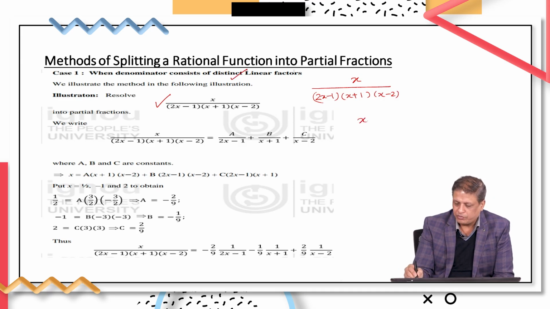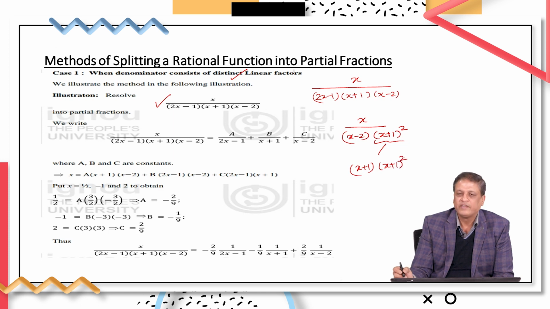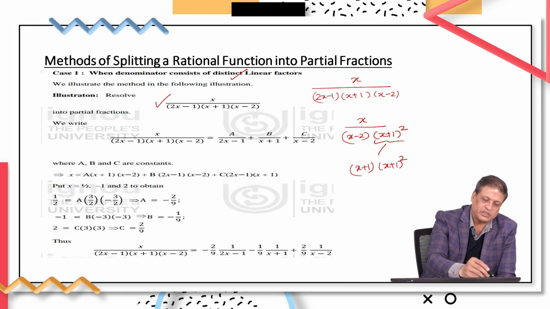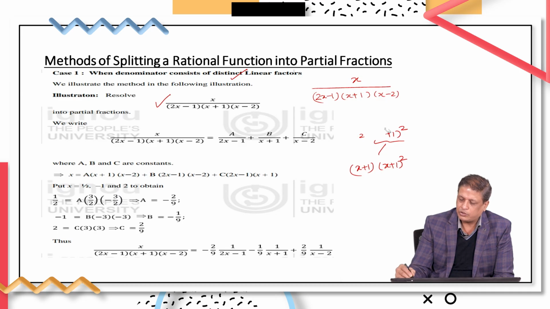There might be a situation, which we will see in another slide, say (x minus 2) into (x plus 1) square. In this case the linear factors are not distinct. You have x plus 1 as one factor and x plus 1 square as another factor. How to deal with those types of cases, we are going to understand in that situation.